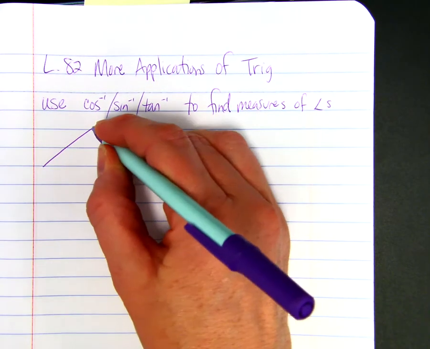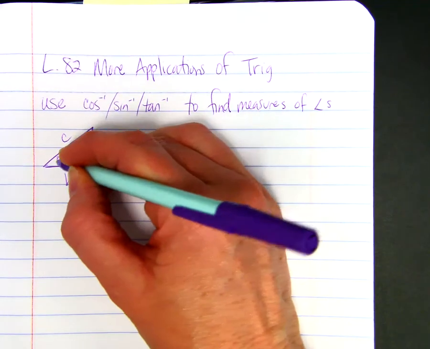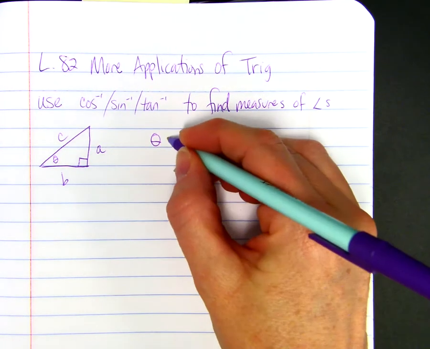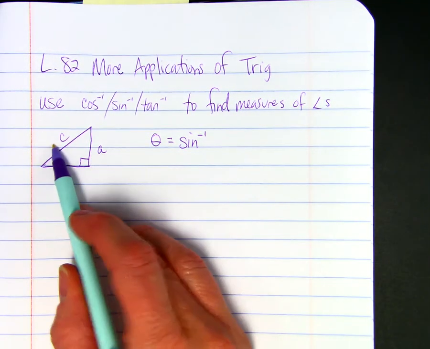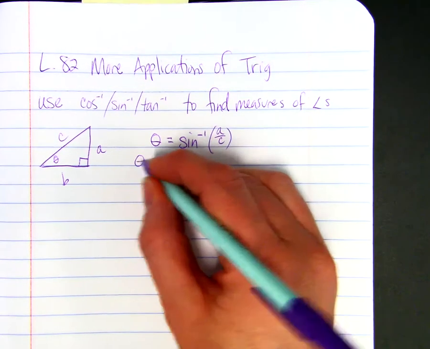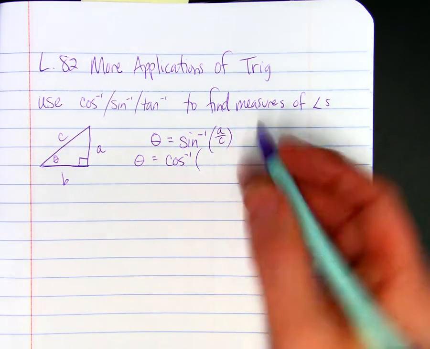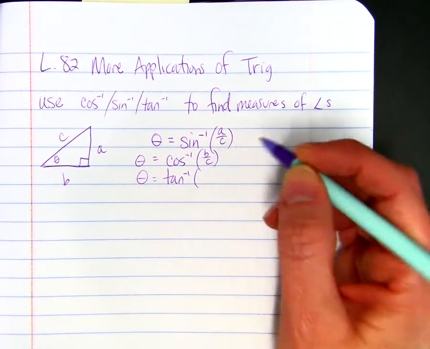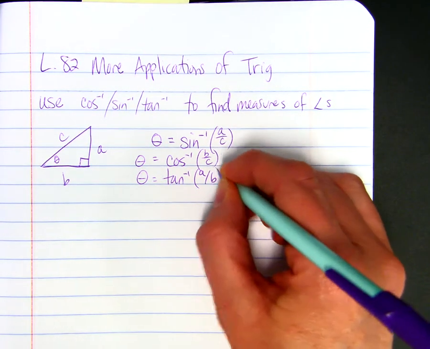So let me give an example. Here's a right triangle and the angle theta. If I want to find theta, I can use sine inverse of the opposite over the hypotenuse, sine inverse of A over C. Or to find theta, I could use the cos inverse of the adjacent over the hypotenuse, or B over C. Or theta is tangent inverse of opposite over adjacent, or A over B.